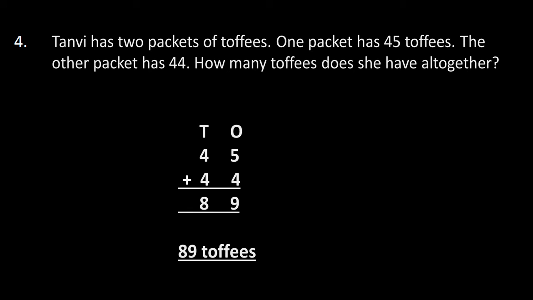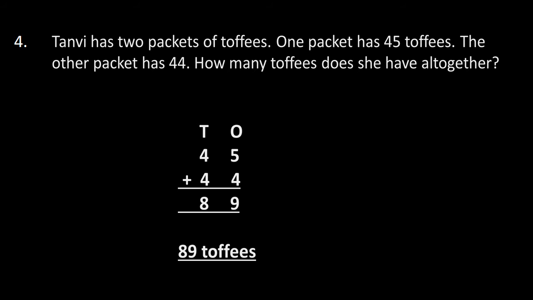So first we write ones and tens and put the same value number below that. In 45, 5 is in ones place and 4 in tens place. And the other number 44 is there. So 4 in ones place and 4 in tens place.